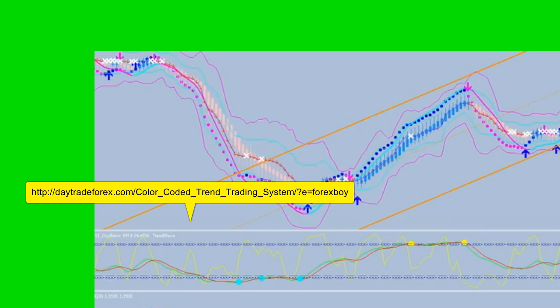I'd like to introduce you to the color-coded trend trading system. This is my latest trend system for advanced traders, and I'd like to show you how it works. It's color-coded trading. You trade just on color, and as you can see, this is the Euro US dollar daily chart and how beautifully it catches the major trends.